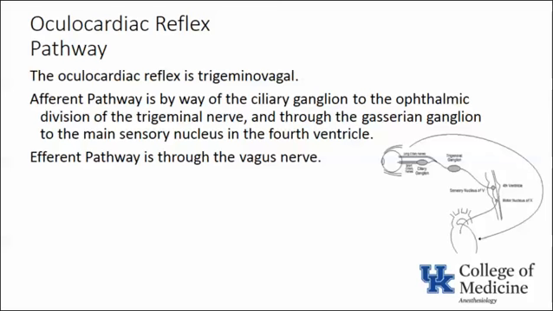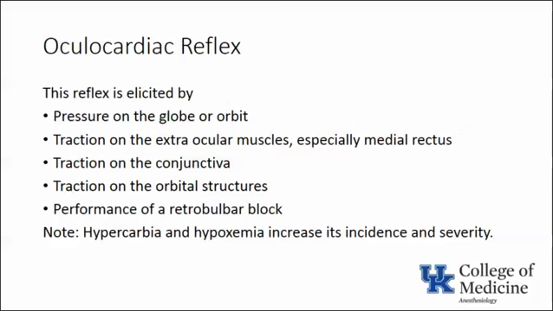A few words on the oculocardiac reflex. It is a trigeminovagal reflex. The afferent pathway is the ciliary ganglion, then the trigeminal nerve to the nucleus in the fourth ventricle. The efferent is through the vagus nerve. This is elicited by any pressure on the globe or the orbit, or traction on the extraocular muscles, especially the medial rectus, traction on the conjunctiva, traction on any orbital structures, or performance of a retrobulbar block itself.